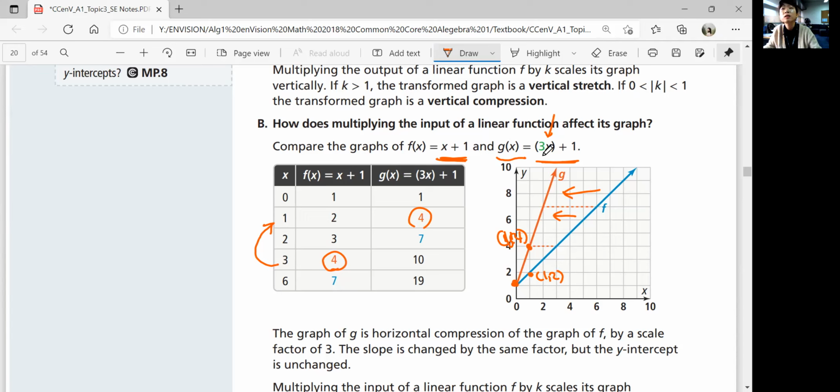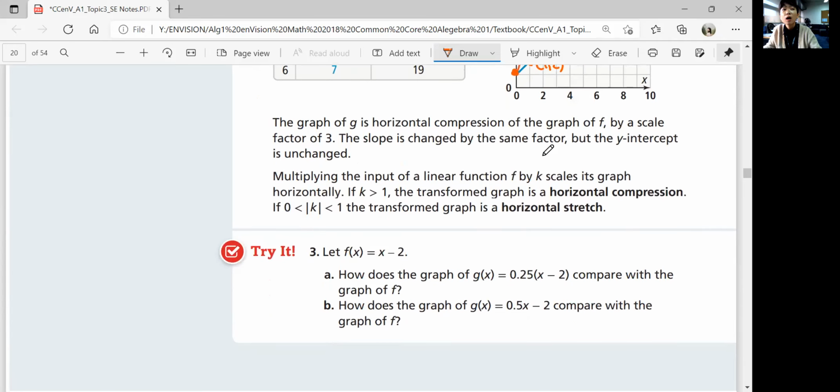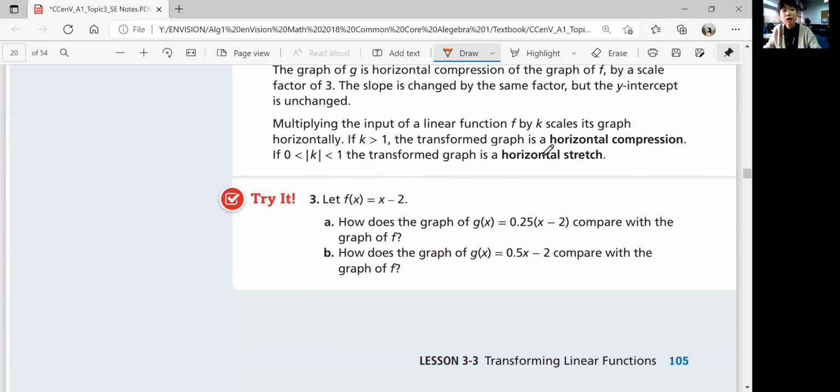Okay, whatever constant you multiply with would be the scale factor. So let's try number 3. We're going to start with f of x is equal to x minus 2. From this, we're going to identify the compression and stretch.